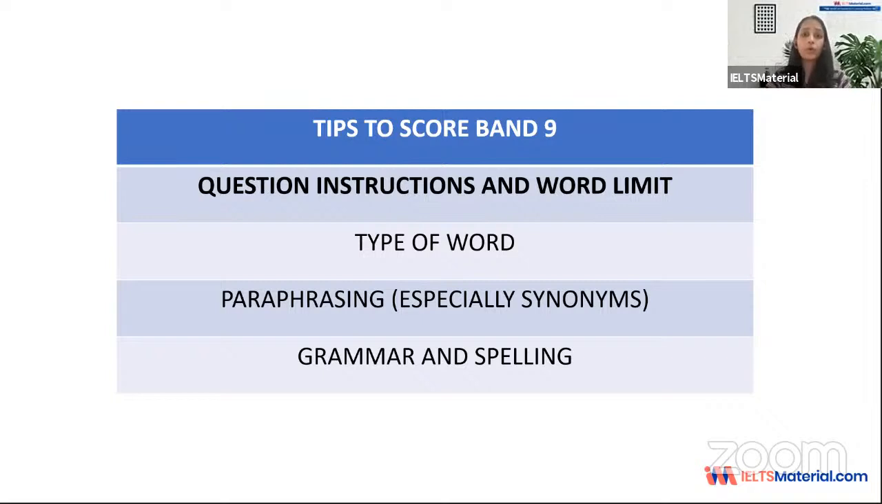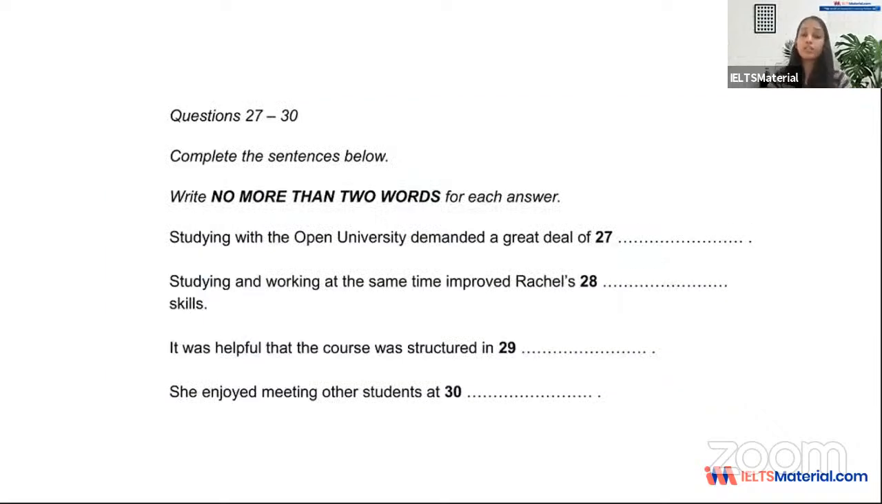Number one, we are going to understand the instructions as per the question, definitely keeping in mind the word limit. In this question type, you can check that there are two kinds of headings. Number one, write no more than 2 words for each answer. Of course, the word limit is clearly mentioned. Moreover, you can select the answer from the passage or the synonym.